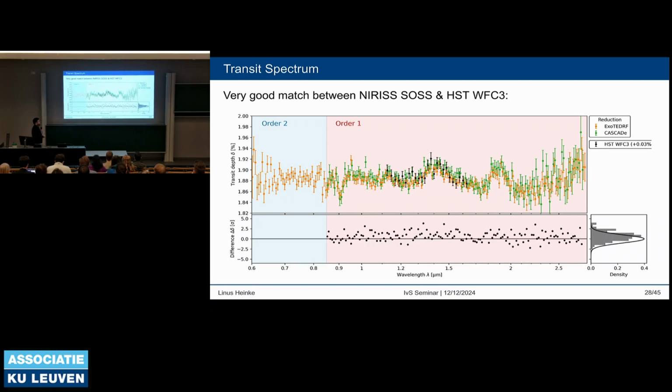So here I have the transmission spectrum that I get, also comparing it to a different reduction. And I also overplotted the HST data, so now we can see we have a much wider wavelength coverage. But in the region where they overlap, we have a very nice agreement with the previous HST data. We just now see way more features, way more water features, in the new transmission spectrum.